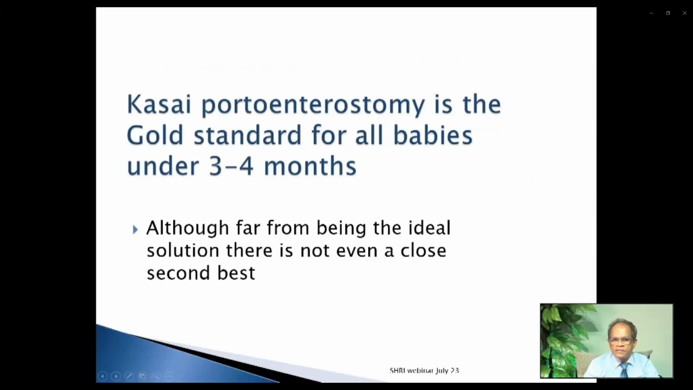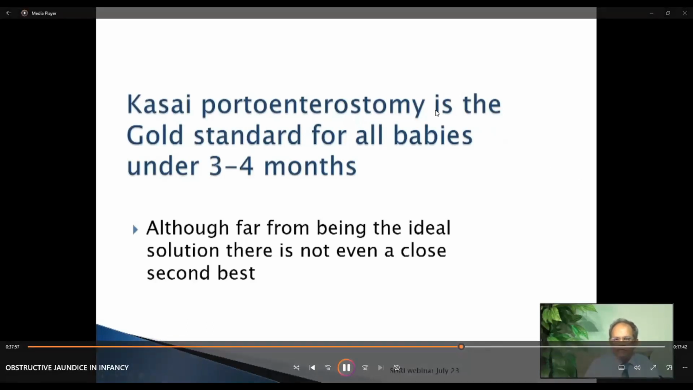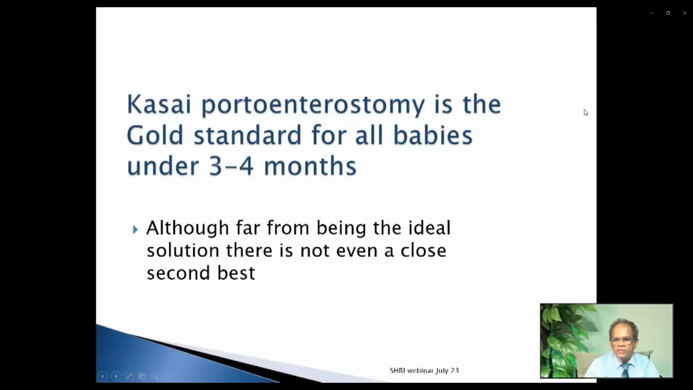And the standard treatment, world over, for biliary atresia at the moment is a Kasai portoenterostomy. So a Roux loop of bowel is brought up and anastomosed to the porta hepatis. Okay, and it has to be done before the 3rd month of life. It certainly is not the ideal solution, but there is nothing even close. There is not even a close second best to Kasai portoenterostomy at the moment. So that's why every baby with biliary atresia has a Kasai portoenterostomy attempted as the first treatment option.